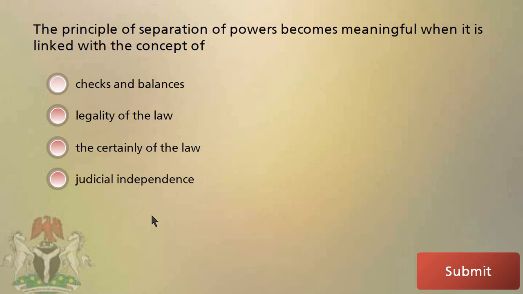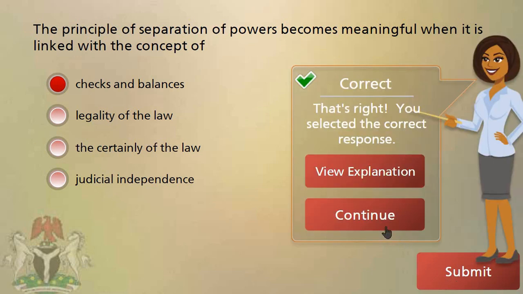I want you to know that the principle of separation of powers refers to the division of powers among the three levels of government. The three levels of government here, I mean the executive, judiciary, and legislature. The principle wants these three organs to act independently and check the powers of one another in order to prevent anarchy. So the right answer will definitely be A. Checks and balances.